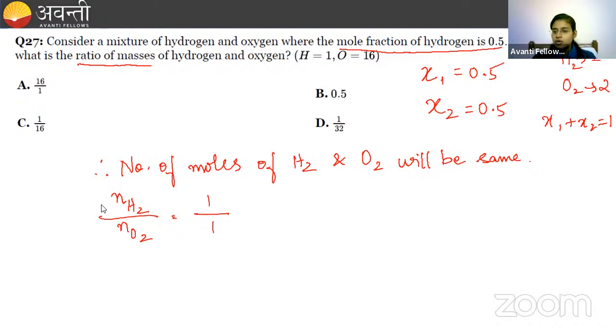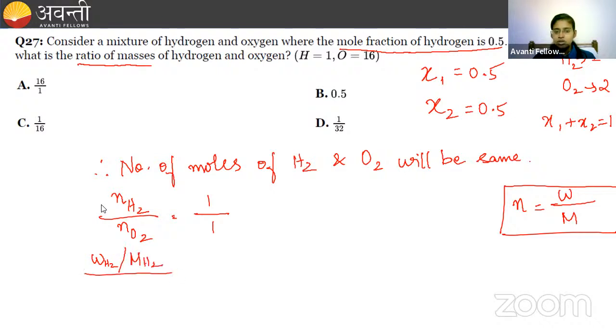So we know that number of moles is equal to the given mass divided by molar mass. Right? So what is the number of moles of hydrogen? It is the given mass of hydrogen divided by the molar mass of hydrogen. Coming to oxygen, it is given mass of oxygen divided by molar mass of oxygen, which is equal to 1 by 1. Now if we substitute the values, the mass of hydrogen is not given. So we have to find out the ratio of those two. So let me write as it is.